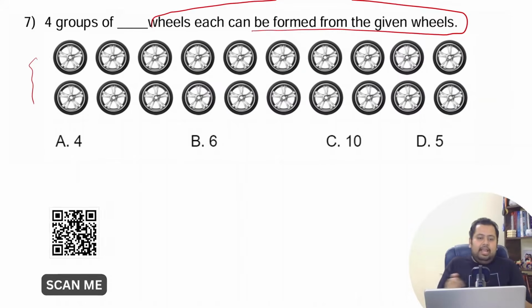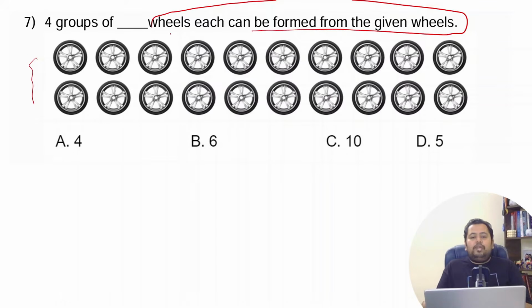Great. I hope you have got it correct. So four groups of dash wheels, right? So what we have to do is we have to divide these many wheels into four equal parts. So let's first count how many wheels are there. This is 1, 2, 3, 4, 5, 6, 7, 8, 9, 10. Right? So these are 10 wheels over here. You will have 10 more wheels over here. So there are 20 wheels, right?